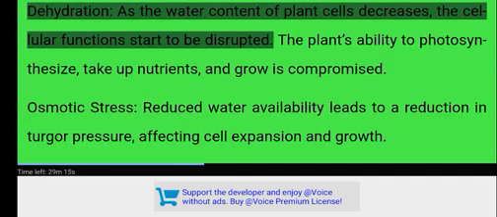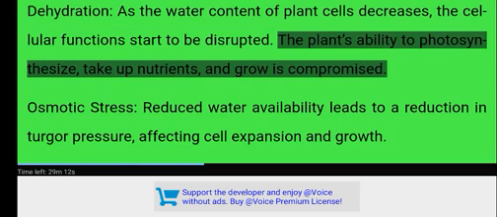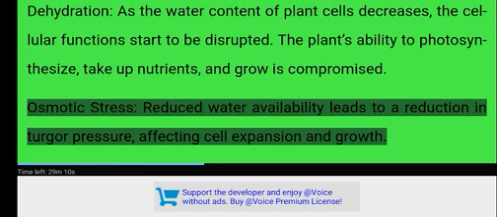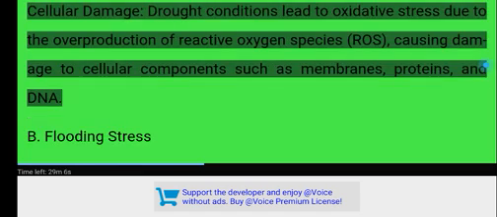As the water content of plant cells decreases, the cellular functions start to be disrupted. The plant's ability to photosynthesize, take up nutrients, and grow is compromised. Osmotic stress: reduced water availability leads to a reduction in turgor pressure, affecting cell expansion and growth. Cellular damage: drought conditions lead to oxidative stress due to the overproduction of reactive oxygen species, ROS, causing damage to cellular components such as membranes, proteins, and DNA.